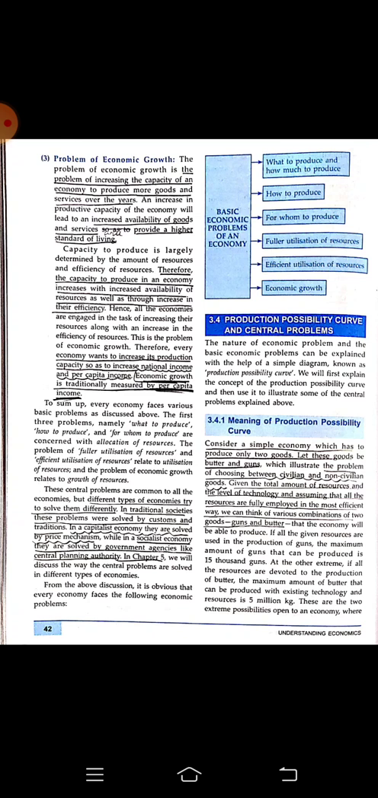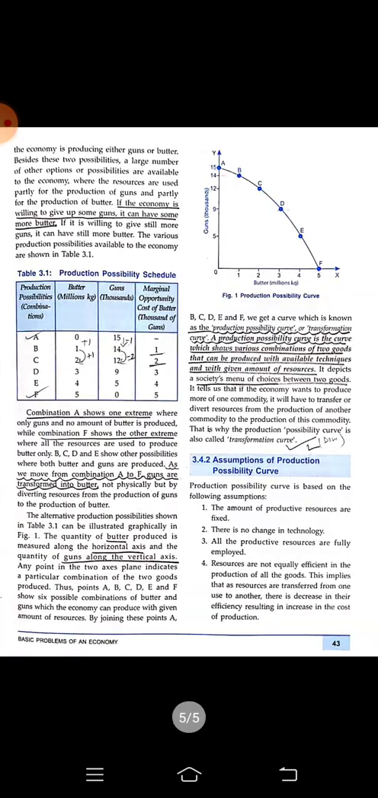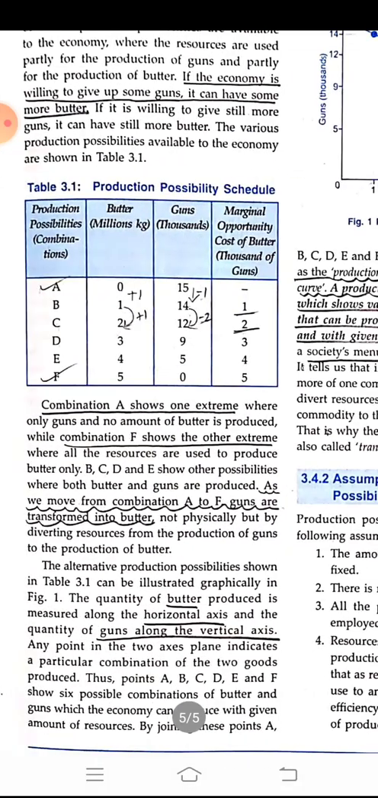Next we are having production possibility curve. What is the meaning of it? Okay, let's understand that. Consider, we are taking an example that our country is having a combination of two goods. Okay, they are producing two goods. Only two goods they are producing. Let us take this.